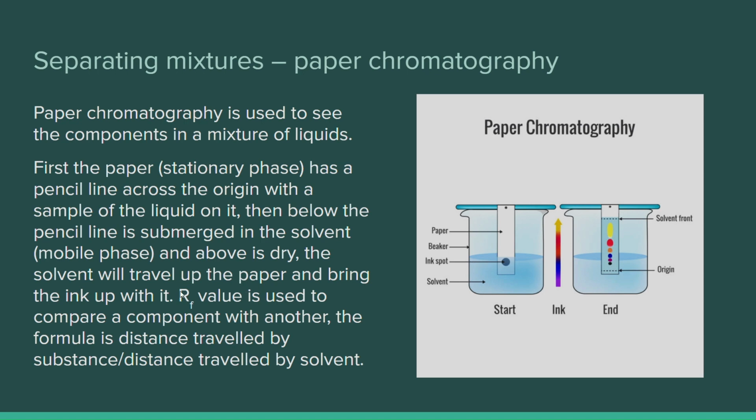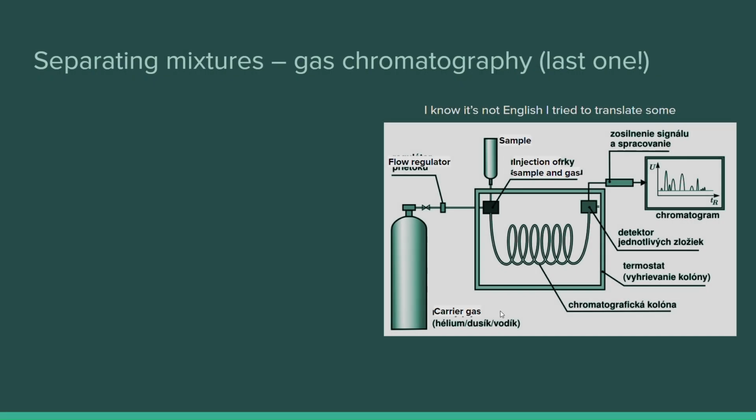You use the RF value to compare it with others. Usually you have two samples, and so you can compare how they've moved and what colors separate out. The formula for the RF value is distance traveled by substance over distance traveled by solvent. And it will always be below 1.